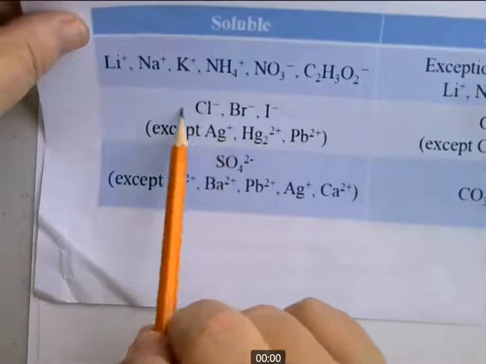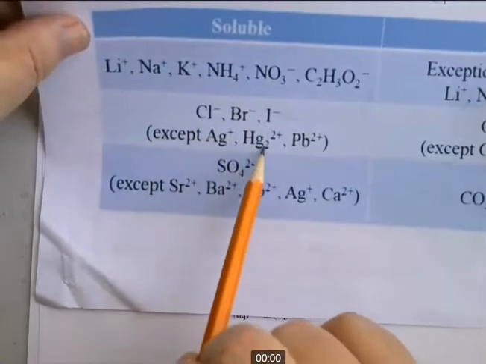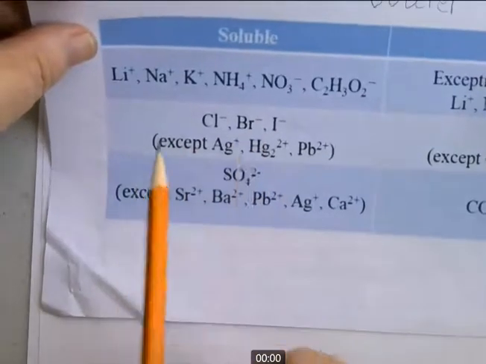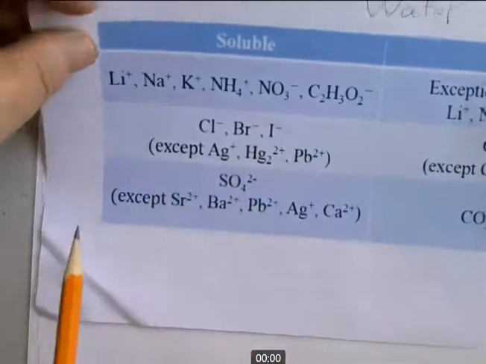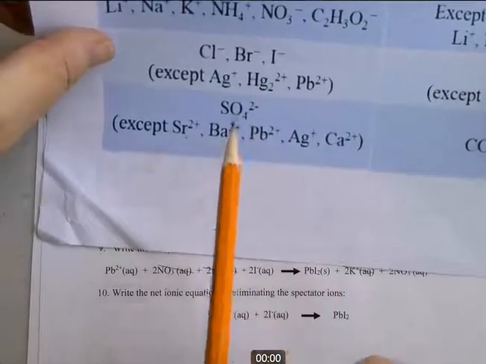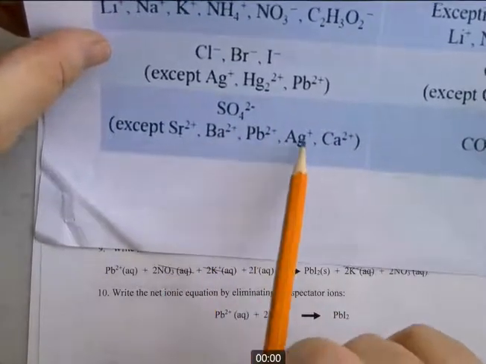So you need to check and see if you have this, is it attached to one of these 3? If it is, it won't dissolve. It will if it's attached to anything else but these 3. Same with sulfate. Okay, it's soluble with anything except for these 5 cations here.